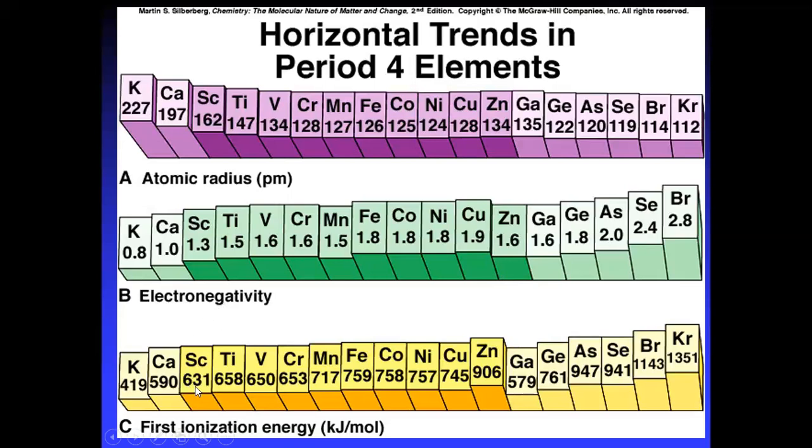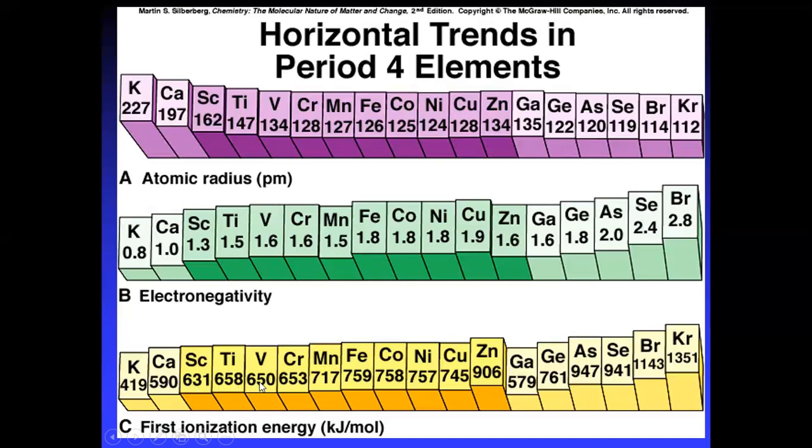Now coming to the first ionization energy. Scandium, here you can see 631, titanium 658, vanadium 650. So first ionization energy is increasing. Why? Because the electronegativity is increasing. As this electronegativity increases, ionization energy also increases.